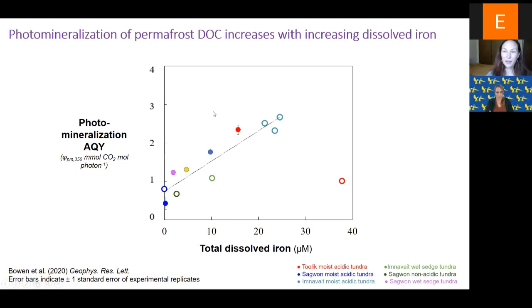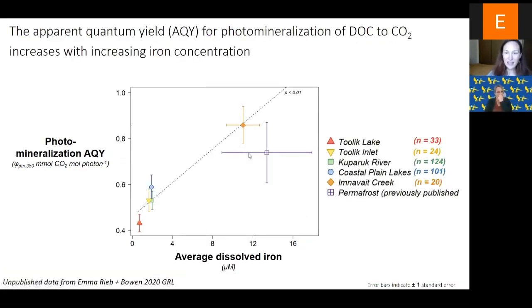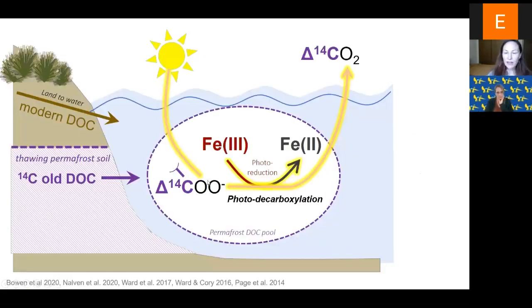So if we take the average of all these permafrost DOC, we can see that it lines up pretty well with the surface water points here, supporting the hypothesis that where we have more dissolved iron, we get a higher photomineralization yield, or more CO2 produced when that DOC is exposed to sunlight compared to waters that have less iron. Again, why do we think that is? We think that iron is catalyzing the oxidation of organic acids into carbon dioxide. And we have amassed a lot of evidence that this photodecarboxylation is an important source of CO2, both for DOC that is draining from the active layer, as well as DOC draining from the deeper permafrost soil layer.